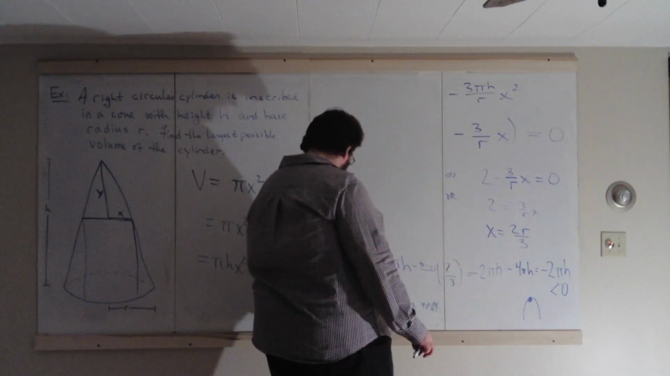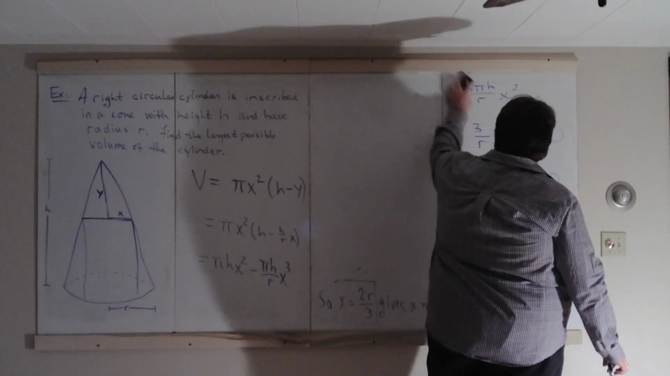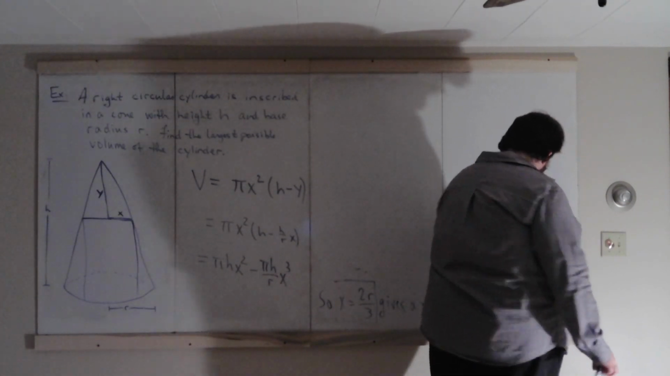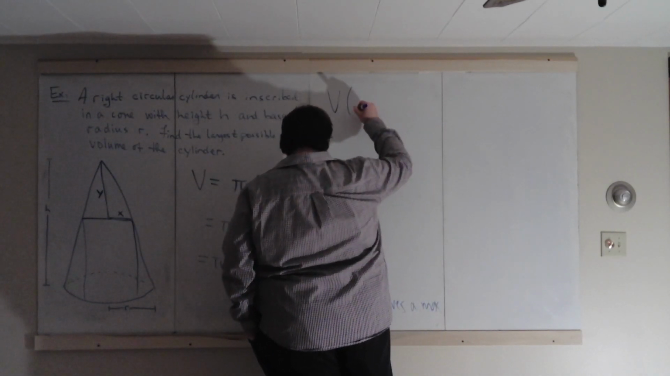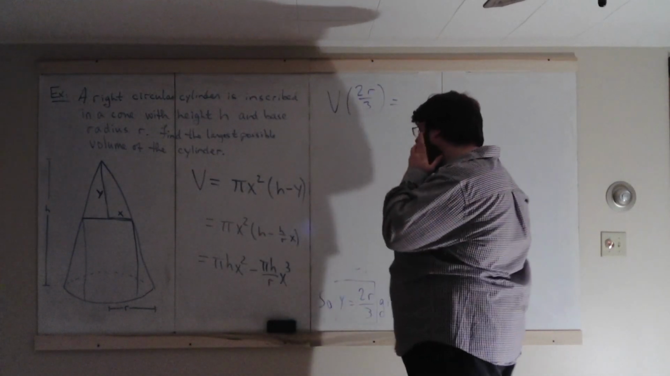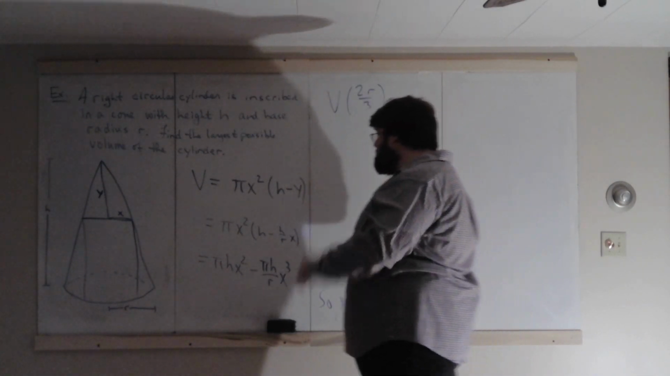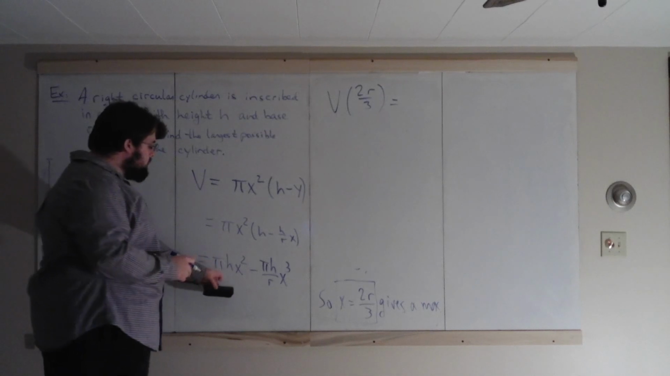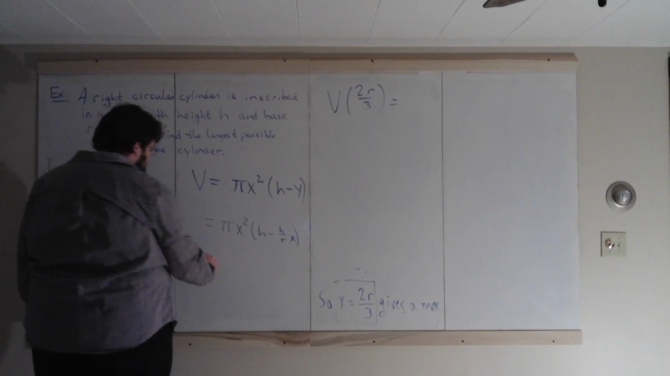So let's do that. All we have to do is take this equation down here and substitute our x value and simplify. So let's do that. So volume at 2r over 3 equals what? I'm going to factor it a little more. I'm going to not use this form down here. I'm going to take this form and get rid of an h from the inside.